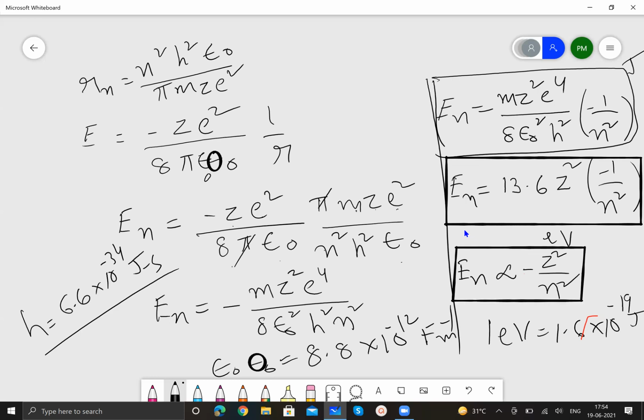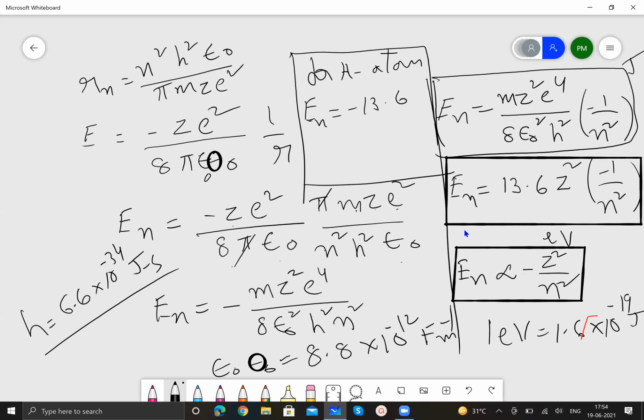The energy of electron in the orbit with the principal quantum number n varies directly as minus Z square by n square. Another important deduction also I am giving you. For hydrogen atom, En is minus 13.6 by n square electron volts, and En varies directly as minus 1 by n square. Very, very, very important deduction. I'll tell you the meaning of it. En varies directly as minus 1 by n square.